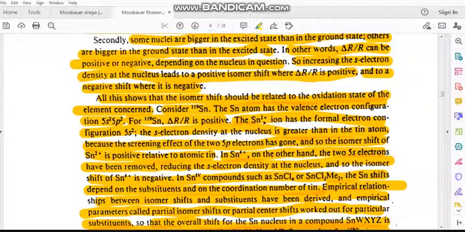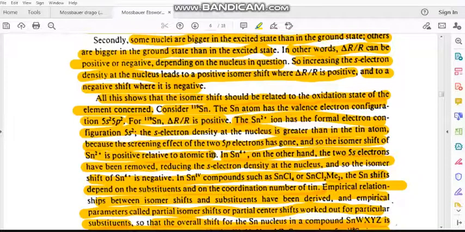The tin 2 plus ion has a formal electron configuration 5s2. The s electron density at the nucleus is greater than in the tin atom, because the screening effect of the p electrons has gone. So the isomer shift of tin 2 plus is positive relative to atomic tin. Okay, so that's the difference.